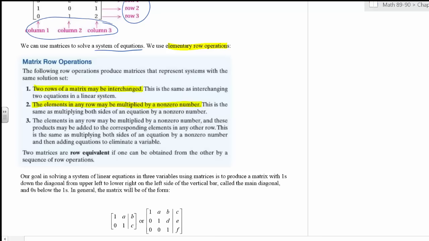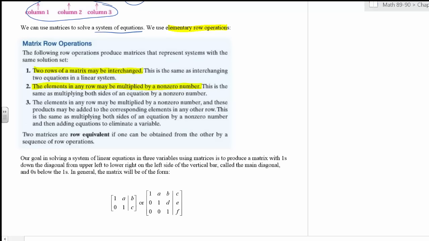And the number 3 is a little more complicated, but it's basically the process of elimination. It says the elements in any row can be multiplied by a non-zero number, and these products may be added to another row. So that's like adding 2 equations together, and then you get a third equation.